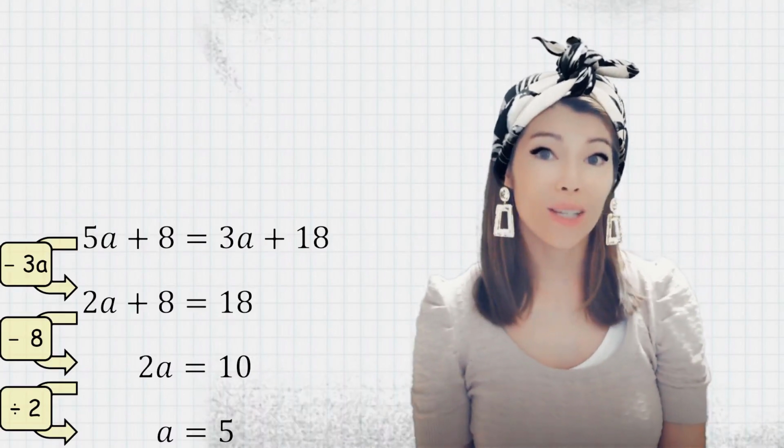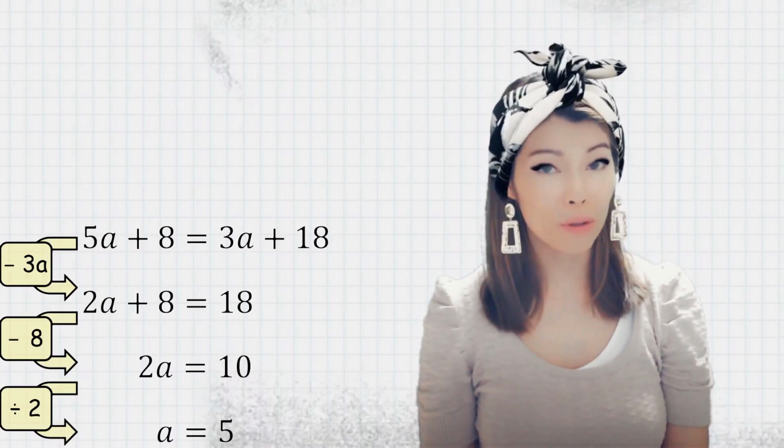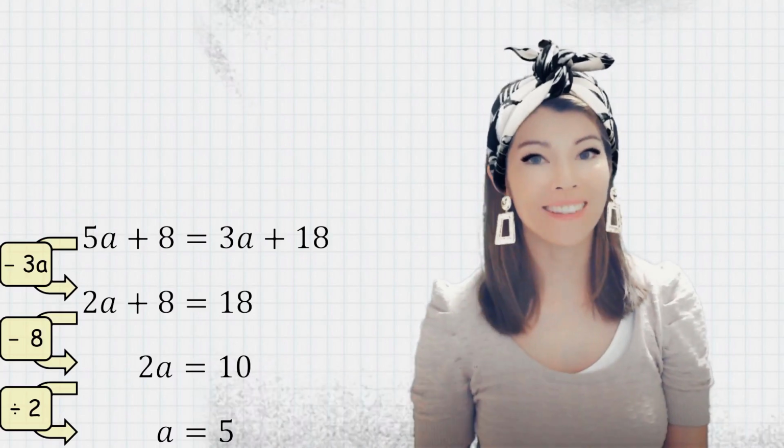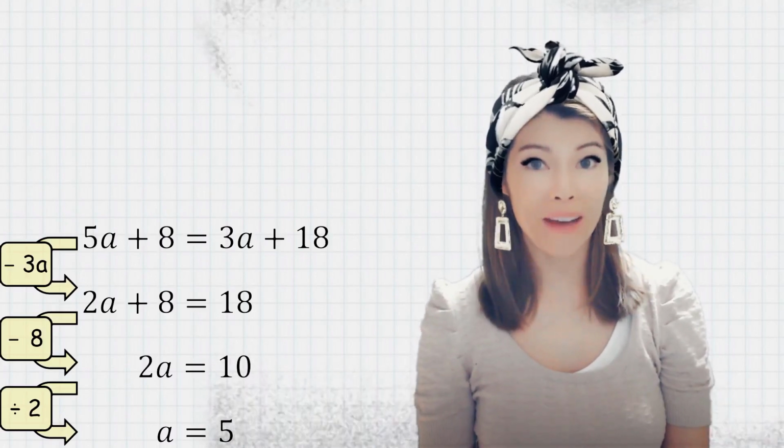So that's it. To solve linear equations with pronumerals on both sides, step number 1, subtract the variable from both sides, and then solve like you have done previously.